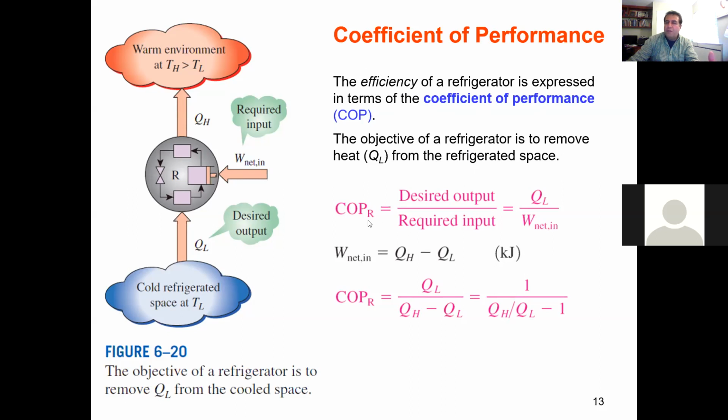And so the coefficient of performance of R, meaning refrigerator, is the desired output divided by the required input. So work input into the refrigeration cycle, and then the desired output, which is removing the heat from the refrigerated space. So desired output is Q_L, and required input is W net, the work input into the cycle. All right, so that is the formula.